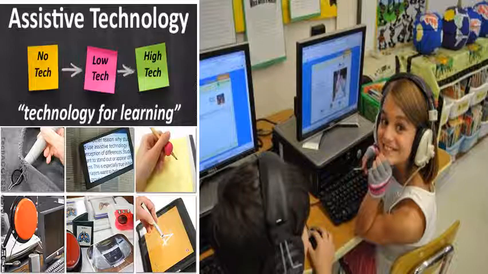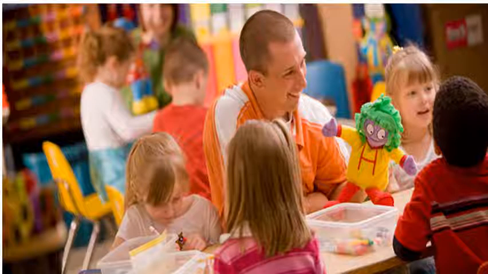An assistive technology device is any item, piece of equipment, or product system that is used to increase, maintain, and improve the functional capabilities of students with a disability. Some examples of assistive technology are low-tech items such as pencil grips and higher-tech items like laptops, voice recognition software, and wheelchairs.